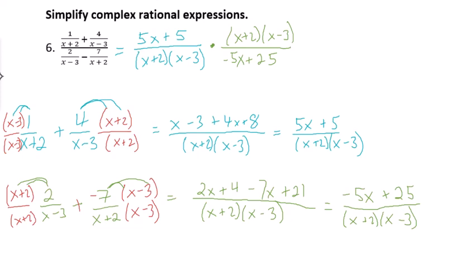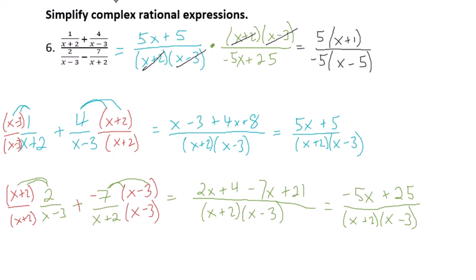So right away, I'm going to see that this x plus 2 and that x plus 2 cancel out. This x minus 3 and that x minus 3 cancel out. If you notice, there's a bunch of 5s here. So I'm going to factor the top to give me 5 times x plus 1. And I'm going to factor the bottom, factoring out the leading term's negative. So I'm going to factor out that negative with it, and I get negative 5 times x minus 5.